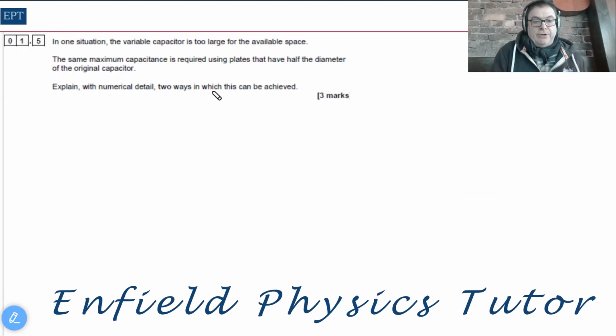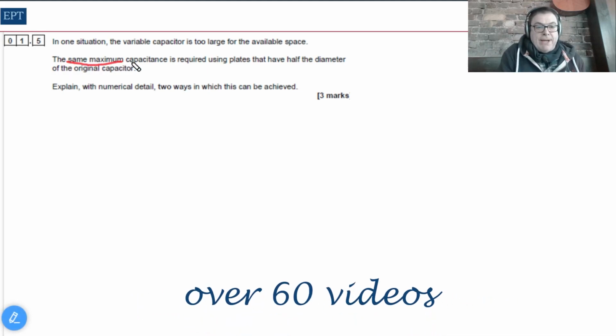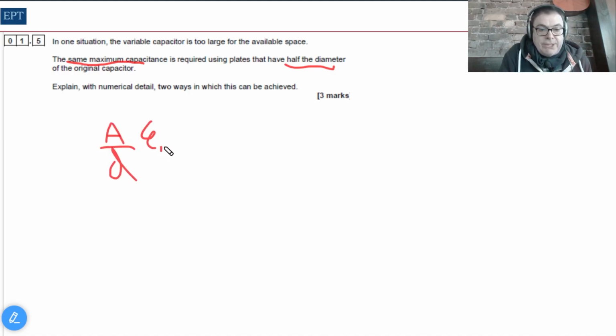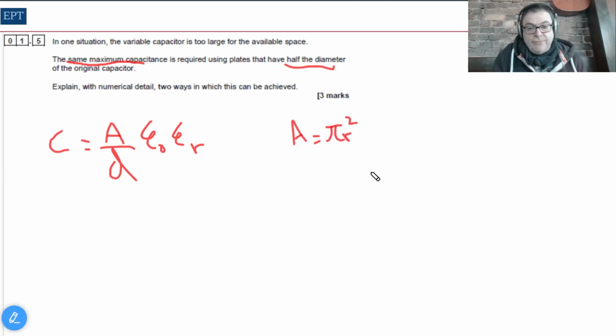In this last part of the question, we need to get the same maximum capacitance, but the plates have half the diameter. Well, we know that the area of the plates over the distance between the plates, times epsilon 0 epsilon R, equals the capacitance. So if we halve the diameter, what happens to the area of the plates? Well, it's pi r squared. So if we halve the diameter, we halve the radius. In other words, that means that the capacitance has dropped by a factor of 4.